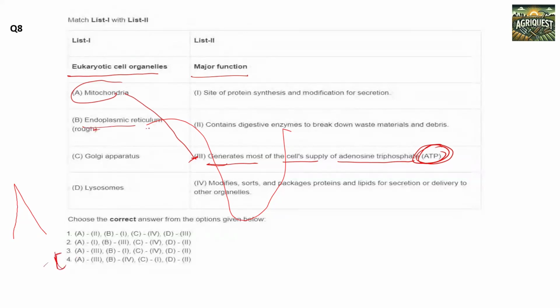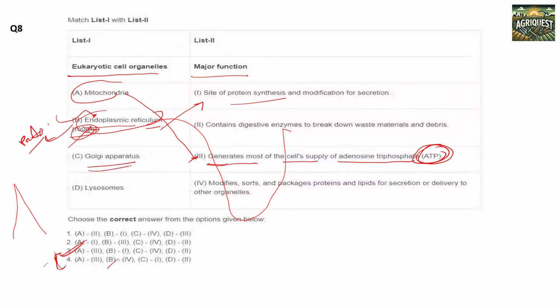Endoplasmic reticulum generally produces protein, because ribosomes are present on the rough endoplasmic reticulum. So this is the site of protein synthesis. So B will be 1. So the third option is correct, because B is 1. So here the third option is correct.